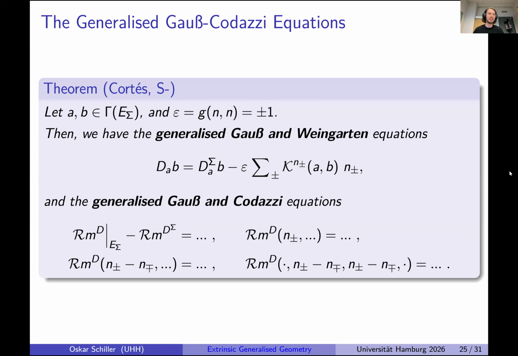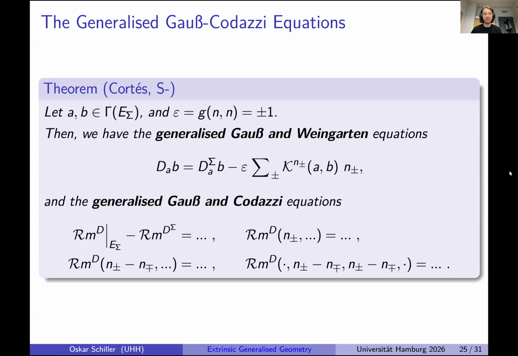so if you take sections of the exact Courant algebroid over the hypersurface and use the generalized connection from the ambient space to form this covariant derivative, then you can decompose that in terms of the covariant derivative of these sections using the induced connection over the hypersurface, and then a contribution in the normal direction due to the generalized second fundamental forms. You just have now two contributions there because you have these two normal vectors. And so you sum over them. This is meant by the sum over the signs plus minus.